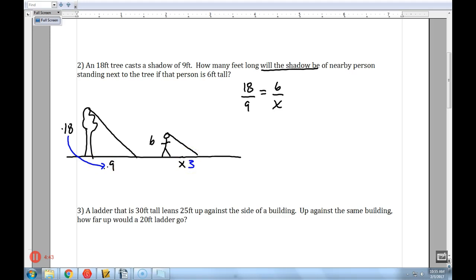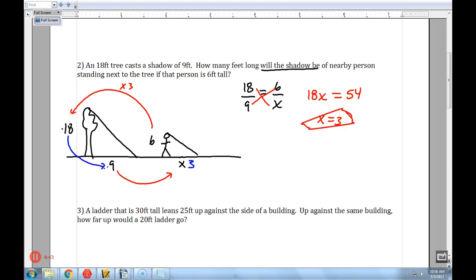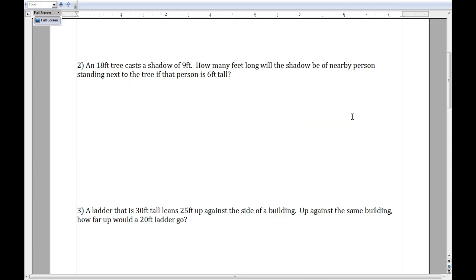I could also use scale factor and see that the tree is 3 times larger than the person, so the shadow should be 3 times smaller. There's a lot of different ways to do it. Or if you don't really like doing that and you just like to use the old mechanical solve proportions with cross products, you could do that as well. And either way, you're going to find out that the shadow is 3. Alright, so very similar to the building one.